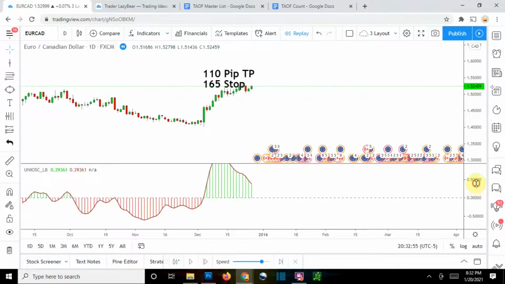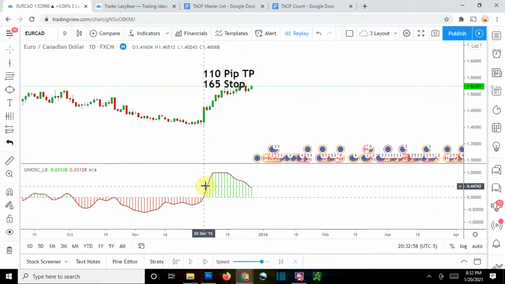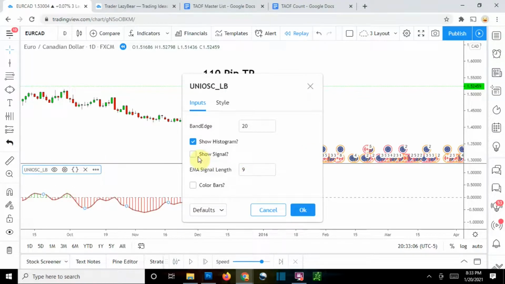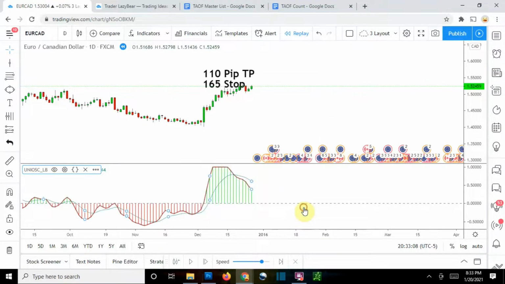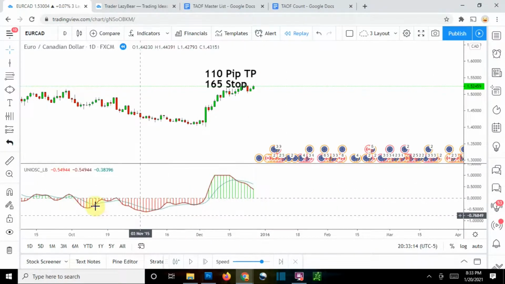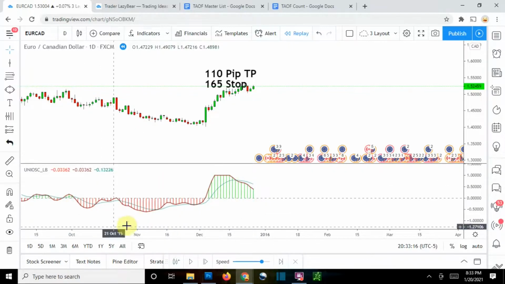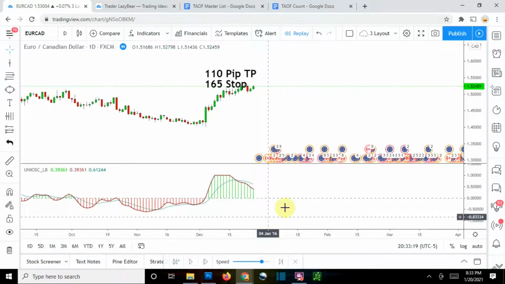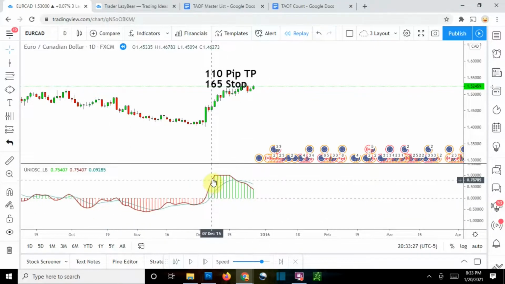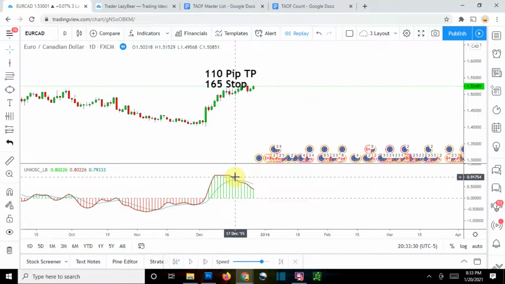And so we're looking for the line to break either up above the zero line for a long or down below the zero line for a short. And then additionally, there is the ability to turn on a signal line like this right here. So you could also use this version instead of trading just the zero line cross. What you could do is wait for a two line cross. So you would wait for the oscillating line to cross the blue signal line.